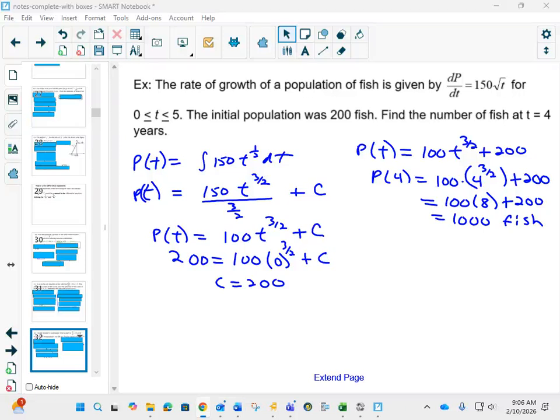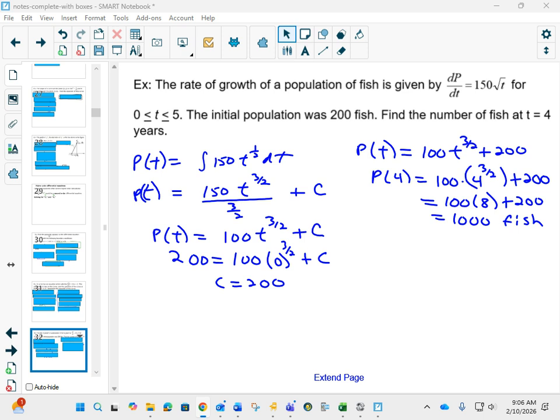The rate of growth of a population of fish is given by, and so this is a differential equation again. Basically, anytime you're given an equation of the derivative, we're learning a new word for this. We're calling this a differential equation. If the initial population was 200 fish, how many fish were there at 4 years?